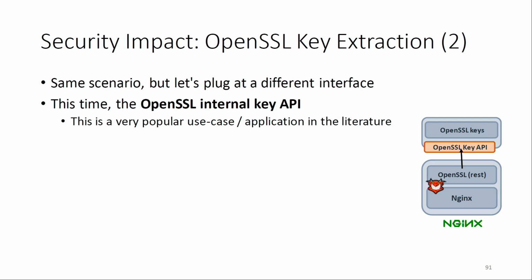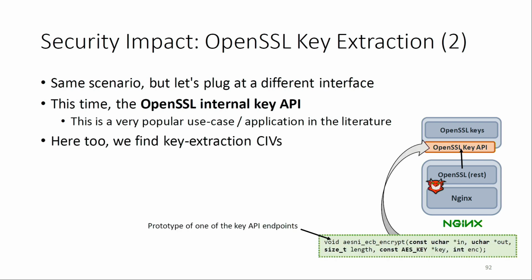Now, you could tell me that it's not a good idea to protect at the public API anyway, and that we should rather choose the OpenSSL internal key API, which is much smaller. So let's take a look at it. This time we have Nginx and most of OpenSSL in the untrusted compartment, while we have the small key handling part of OpenSSL together with the keys in the protected compartment.